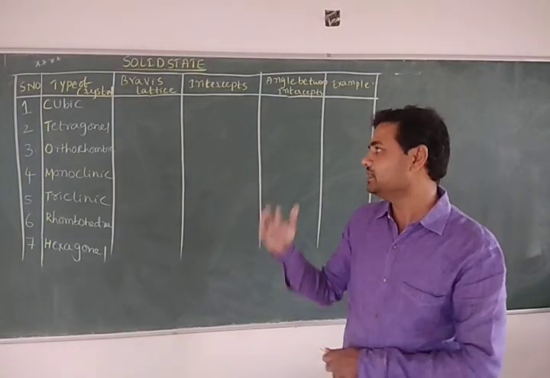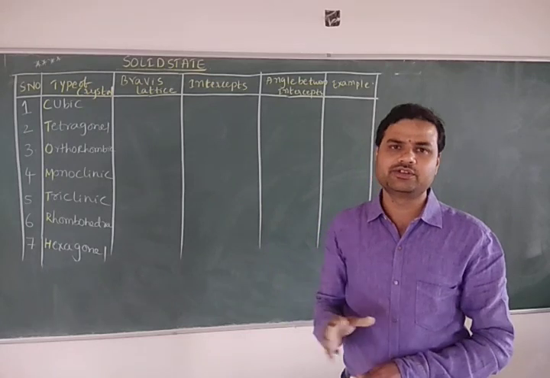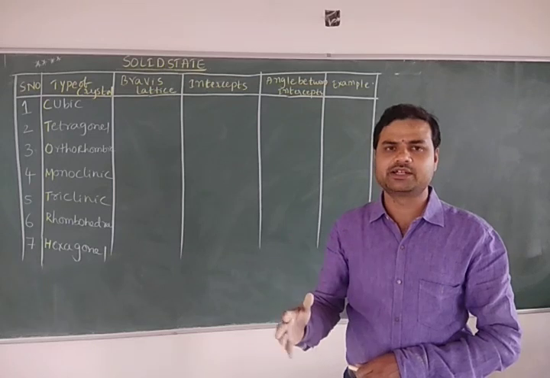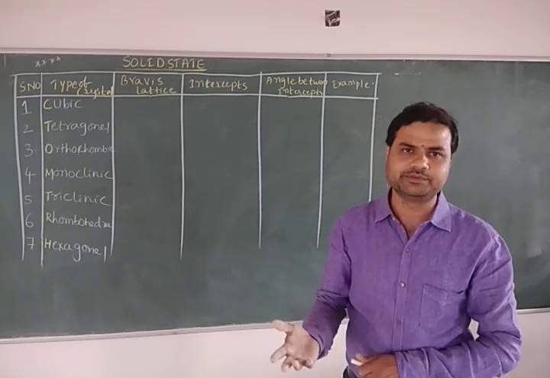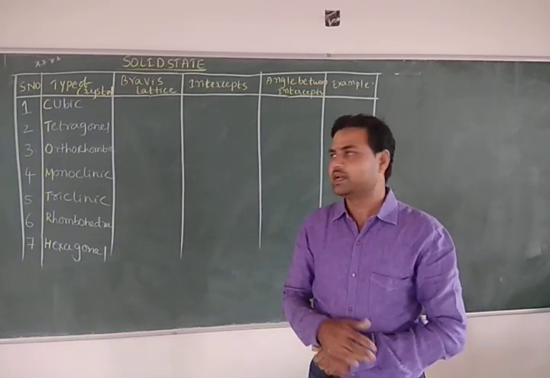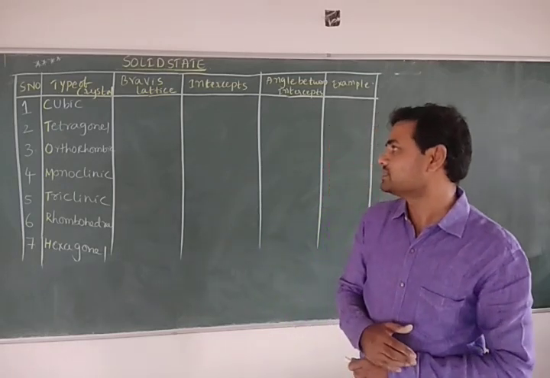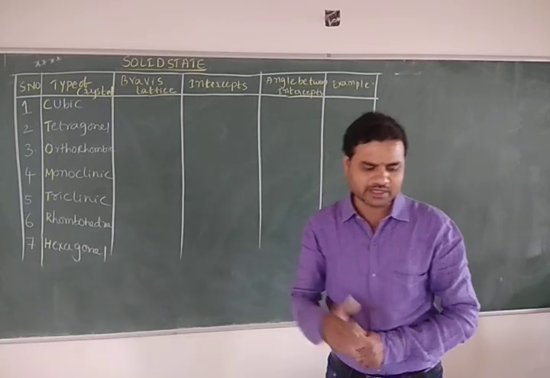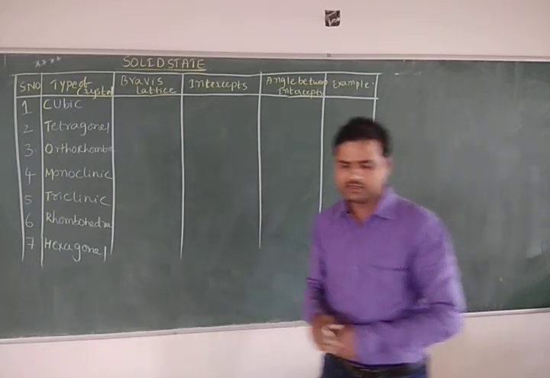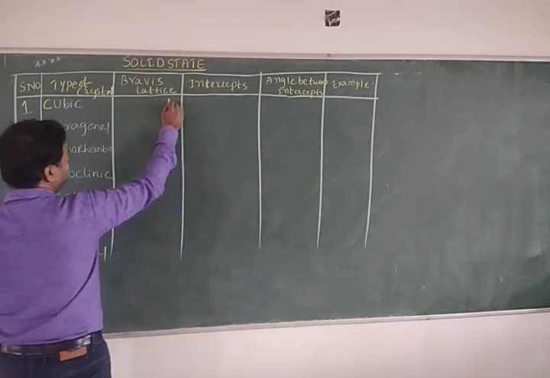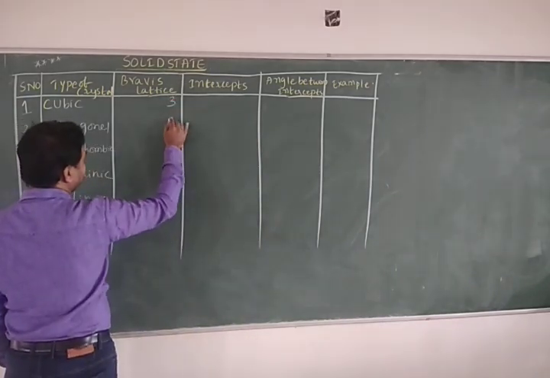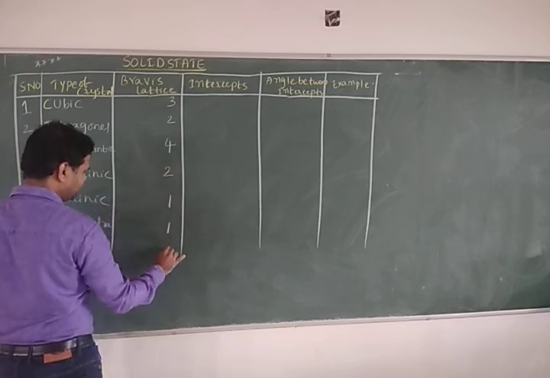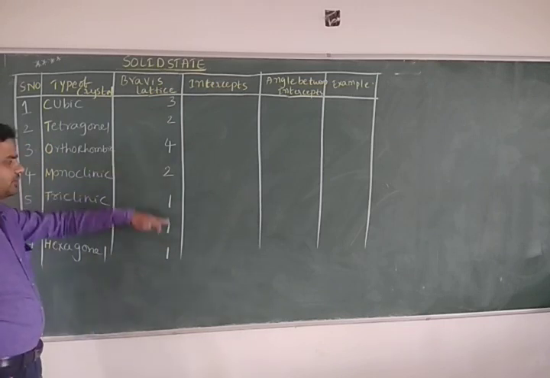So based on that only, each crystal is again arranged into different categories, like body centered, face centered cubic unit cell, or simple cubic, or primitive. The total 7 crystal systems are classified into 14 types. And what are the 14 types? Let us see here. To remember this, first you remember these numbers only: 3, 2, 4, 2, 1, 1, 1. So remember like this, 3 2 4 2 1 1 1.